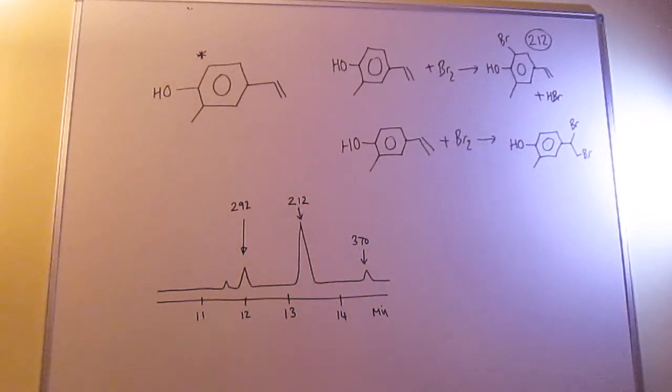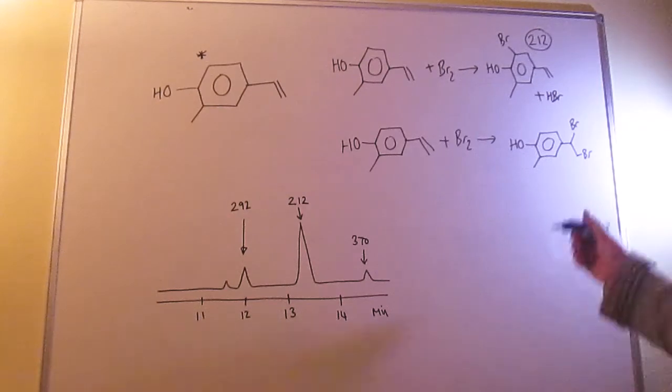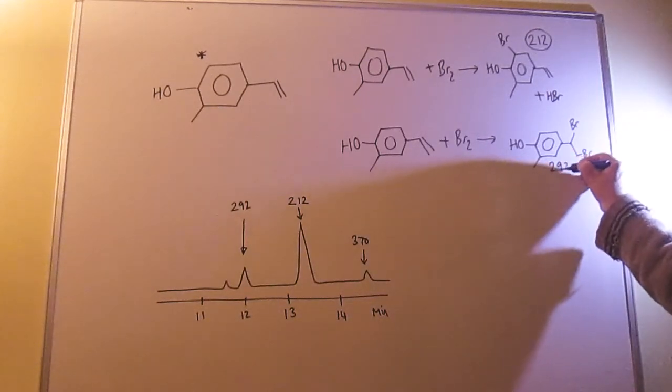Put on the detail, and that's your other product. And that one, of course, is going to have a bigger MR because it's got two bromines, not just one, and if you add it up, it comes to 292.